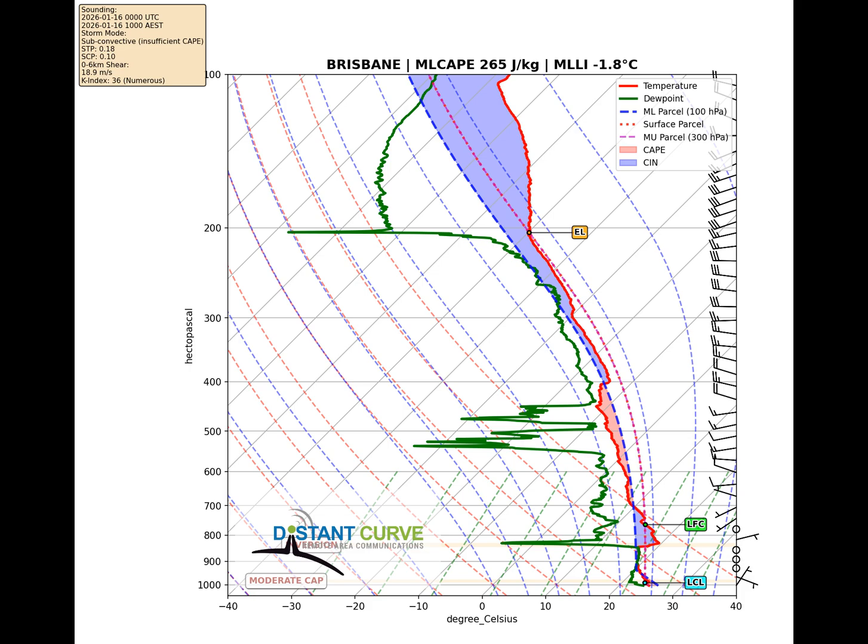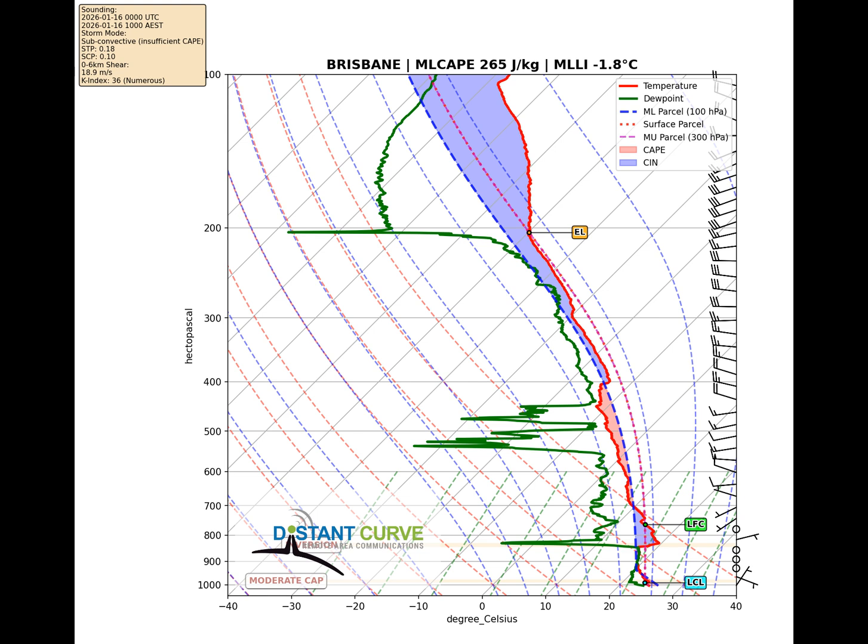The surface is very moist with a dew point just 0.9 degrees below the temperature, which is favourable for any storms that do manage to form. But right now, that moderate cap is the dominant feature. We can see it clearly labelled on the diagram. This inversion is holding the energy down. The freezing level sits at around 4,800 metres, which is relatively high.